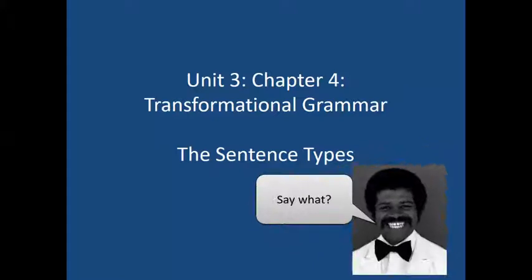All right, so we're looking at chapter 4 of our third unit, and we're going to look at what we call transformational grammar. And we're going to take a look at what we call today the sentence types. I'm going to break this down into 3 short videos about the 3 different types of sentences I want you to learn, particularly the third one. All right, and then we'll take a look at our worksheet along the way as well.